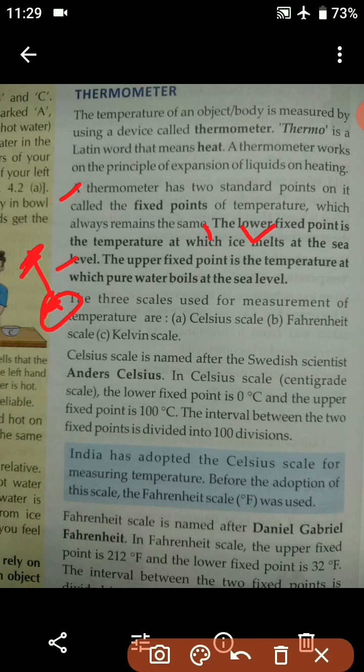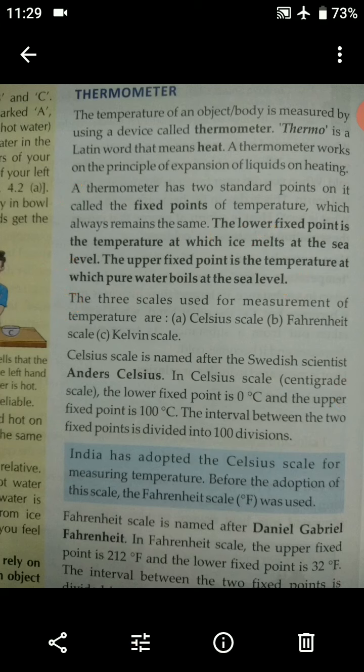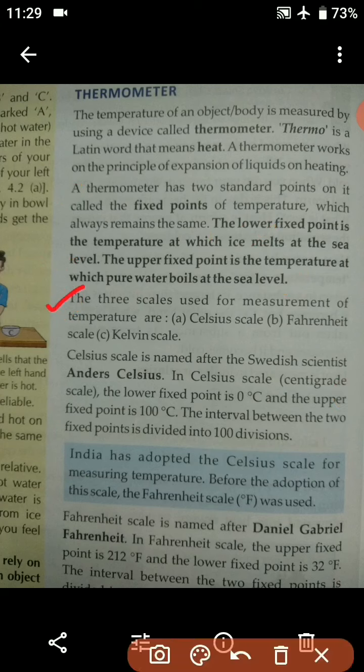Okay students, the three scales used for measurement of temperature are the Celsius scale, Fahrenheit scale and Kelvin scale. These are the three scales used for the measurement of temperature. The Celsius scale is named after the Swedish scientist Andreas Celsius.